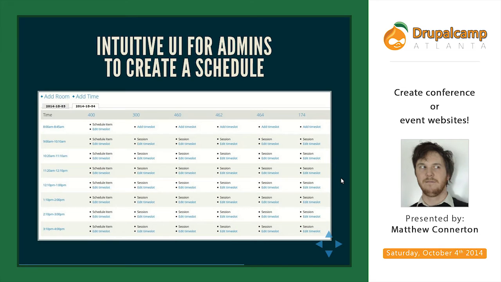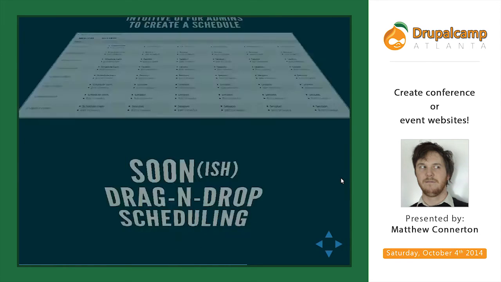Now, out of the box, this grid is just going to have a whole bunch of add time slot links. So this is the most tedious thing about scheduling. You have to go through each and every time slot and click add time slot and say, this can have a session, this can have a schedule item. I'm pretty sure there's an issue in the queue that says make this default to everything or sessions by default, so we don't have to do that and waste all of our time.